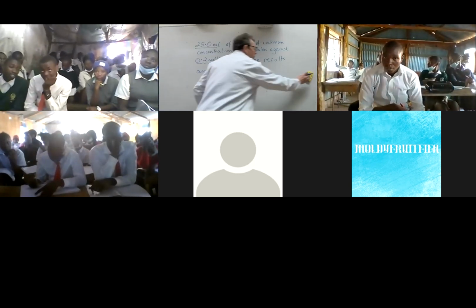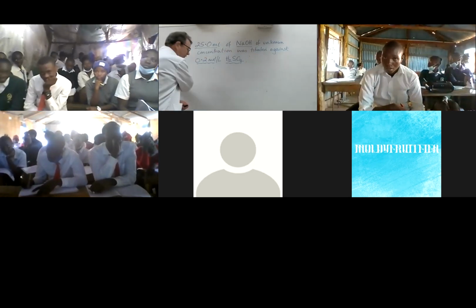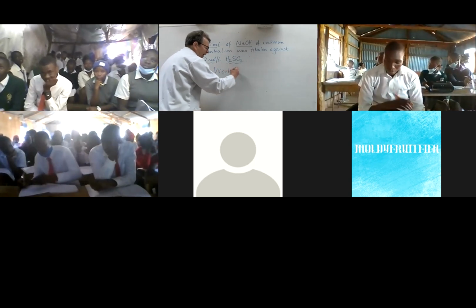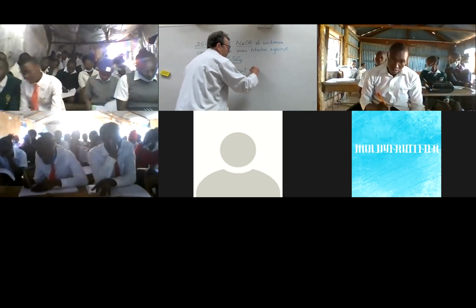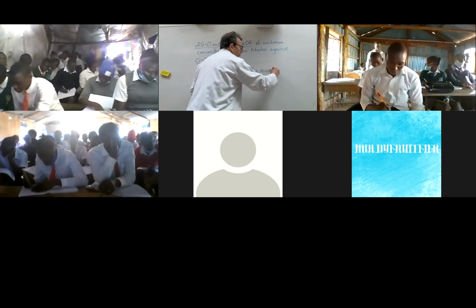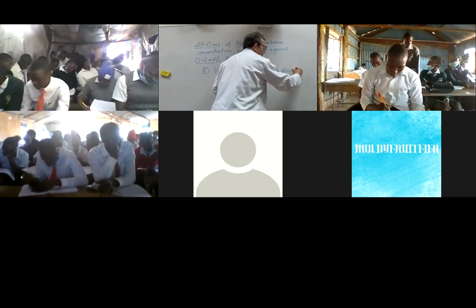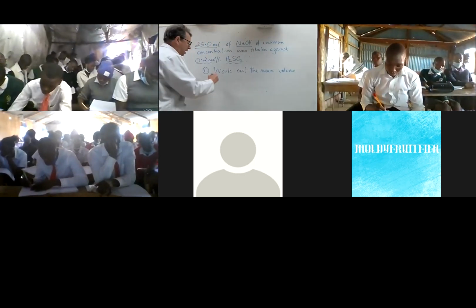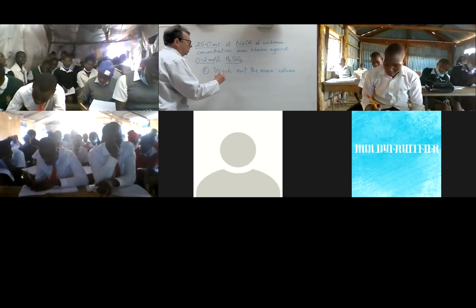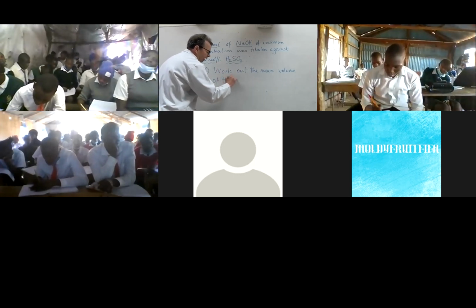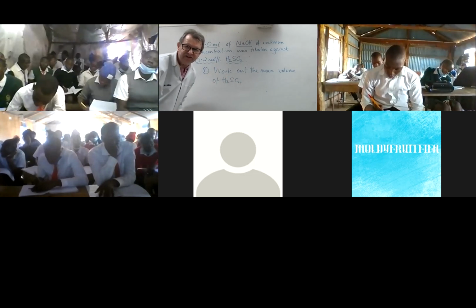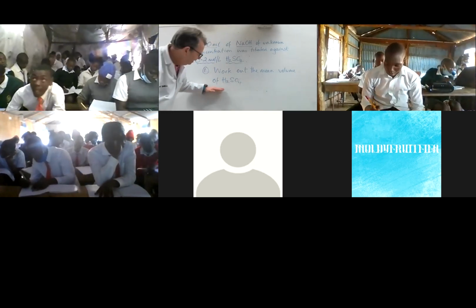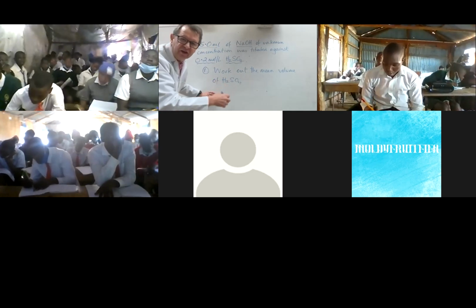So the question we have to do is, number 1, work out or calculate the mean volume of H2SO4. That's the first thing you would have to do. If you are writing this down, leave a gap here so we can write the answer, okay?